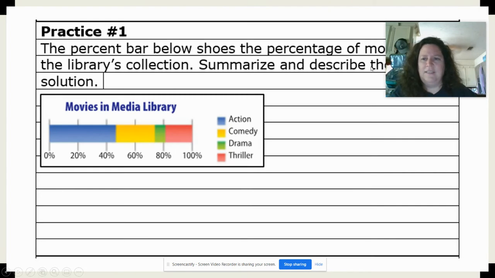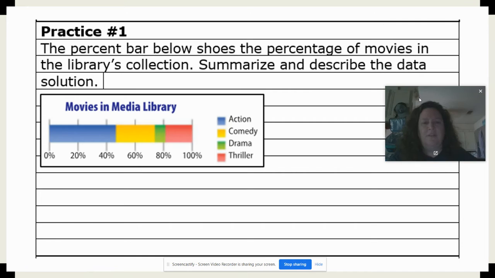All right, so let's look at the very first one. The percent bar below shows the percentage of movies in a library collection. Summarize the data, summarize this and describe the data. Solution. So as you can see, we've got blue here, we've got yellow, green, and red. If you're looking at a black and white picture, that first section is always going to be the first one on your key. So if it's not in color, you can still figure out what's going on. So let's look at the solution.